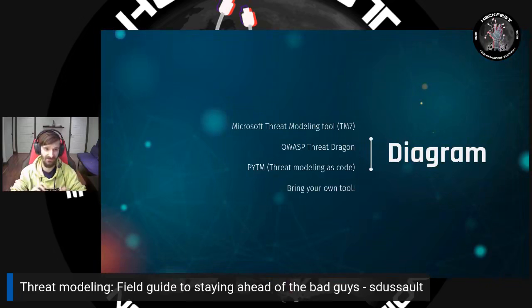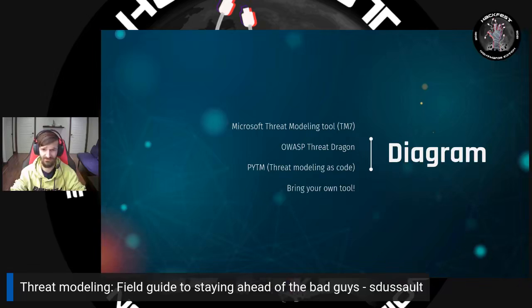There's the Microsoft Threat Modeling Tool, TM7. This one is free, and it's great. There's also two different projects from OWASP. So there's ThreatDragon and there's PyTM, so threat modeling as code. I think this one is written in Python. So if you're familiar with Python, if you're comfortable with it, it's one way to generate your diagrams. And basically bring your own tool.